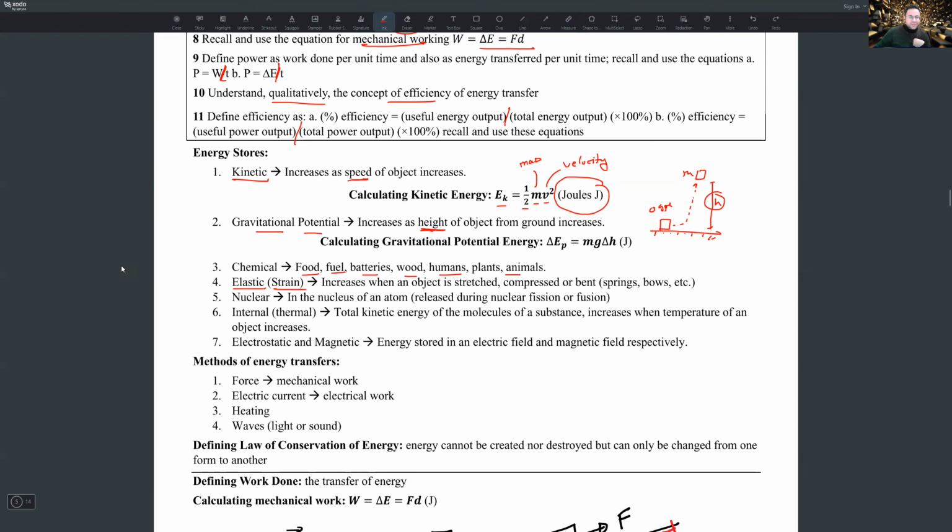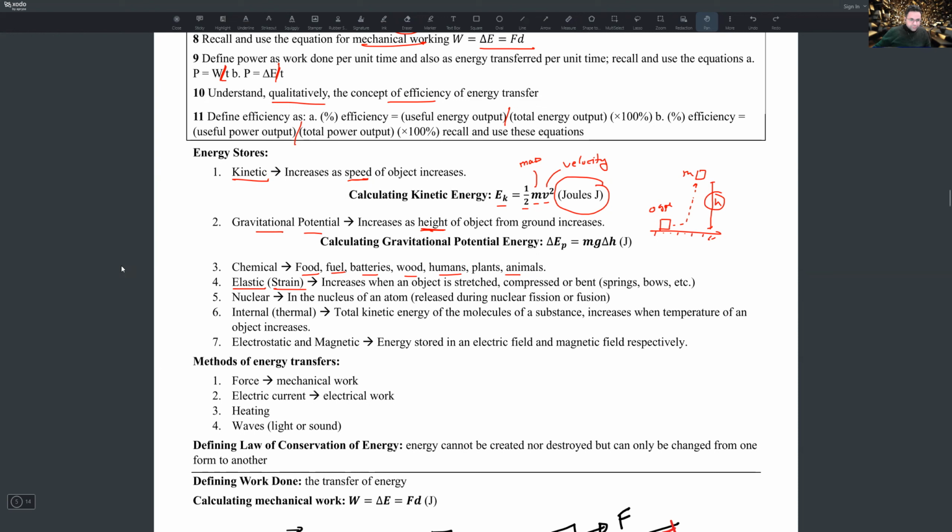Elastic or strain. This is when you stretch an object or bend it. And if I have a spring or a rubber band, if I stretch that spring or rubber band, that is called elastic potential energy or strain energy. Okay. So a ruler, anything you stretch, and so on.